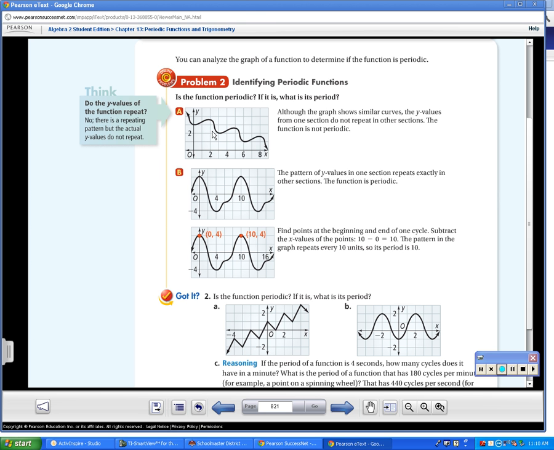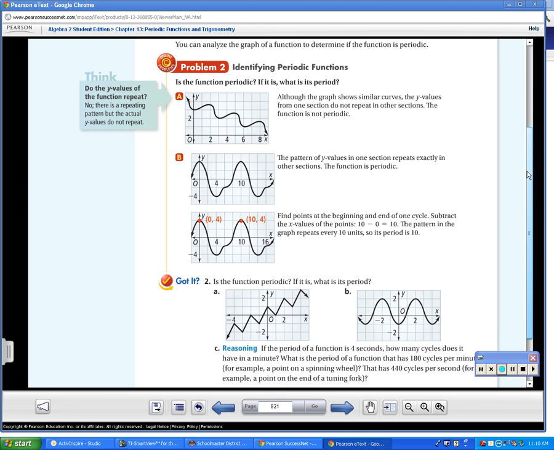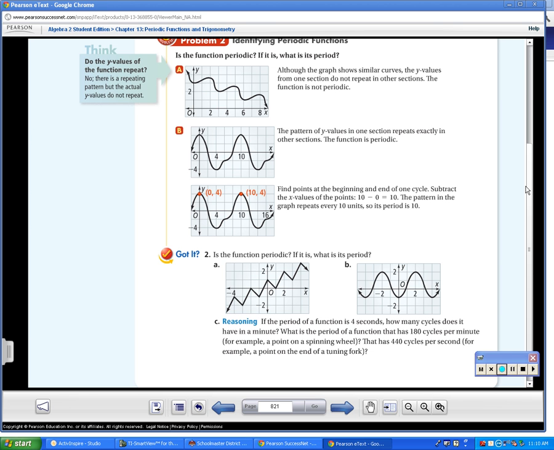So this is not a periodic function, so we can't do that. You just put not periodic, because as it's going through its cycles, it's going down at the same time. So no solution, not periodic, can't answer it, whatever you want to say.